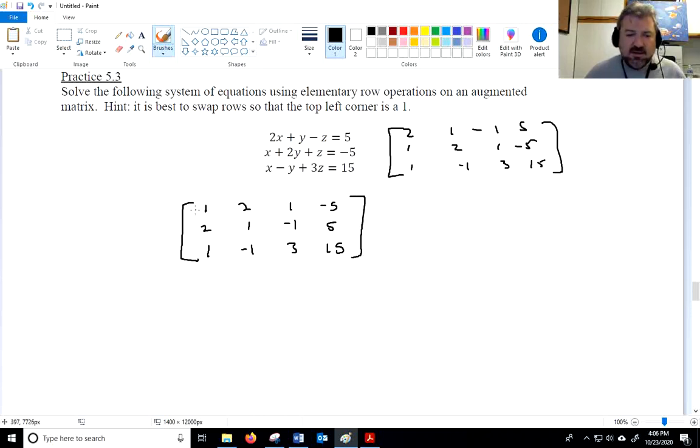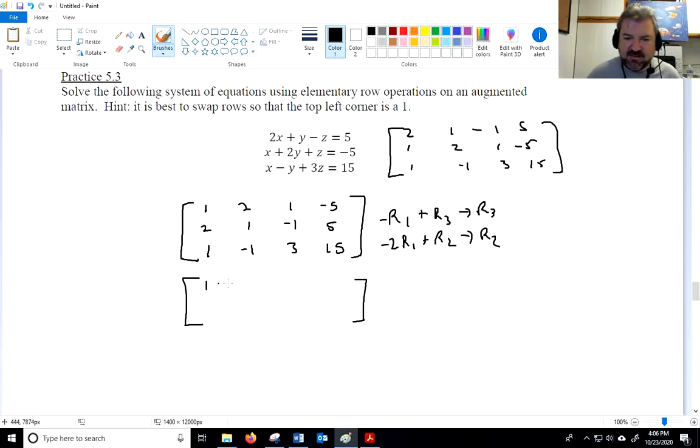All right. I'm going to multiply row 1 times a -1, and I'm going to add it to row 3, and I'm going to store it in row 3. At the same time, I'm going to multiply it by a -2, add it to row 2, and store it in row 2.